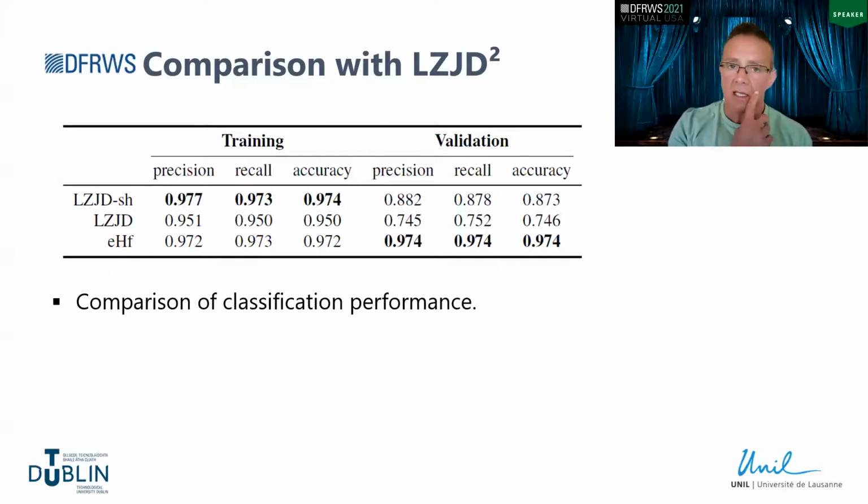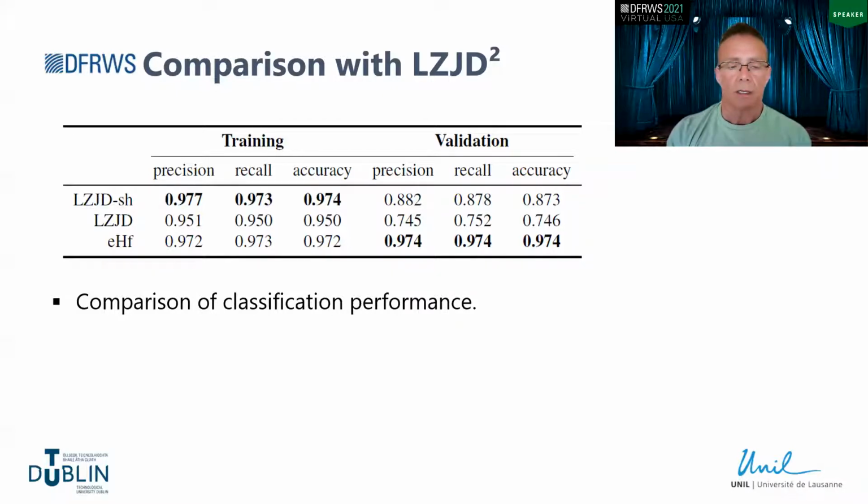The second comparison with LZJD was for classification performance. This was on the larger VirusTotal data set of 15,500 samples. The Schwell algorithm performed slightly better than EHF, roughly 0.1 to 0.4% over the three metrics: precision, recall, and accuracy. But in terms of the validation on the 10% data set, EHF outperformed both LZJD variants quite considerably.